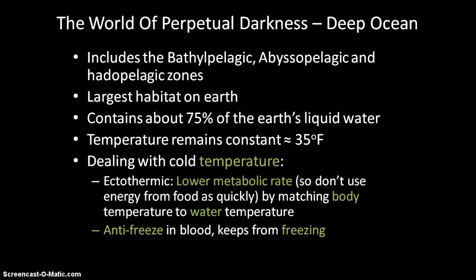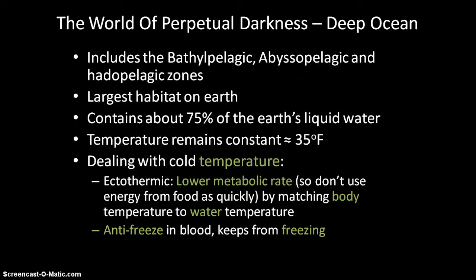Okay, so everything that we just talked about up until this point was the mesopelagic zone. The deep sea is below 1,000 meters and extends all the way down to the sea floor. This is the largest habitat on Earth, and it actually contains about 75% of the Earth's liquid water. It's in the deep sea. Pretty crazy to think about.